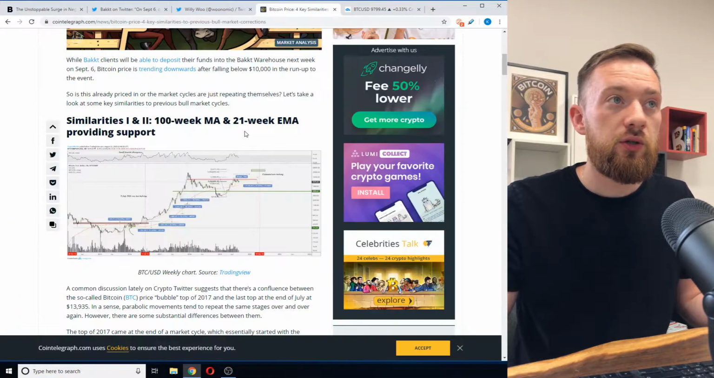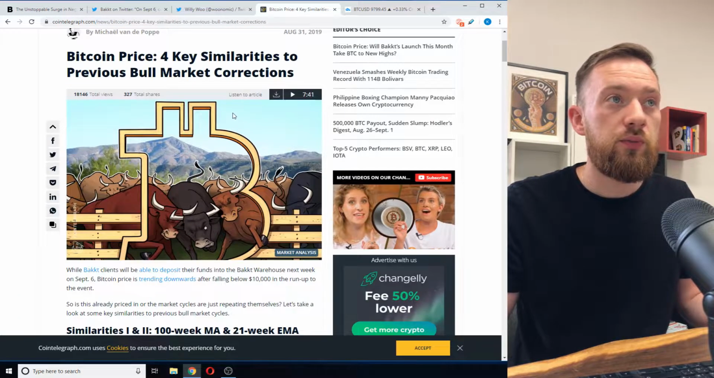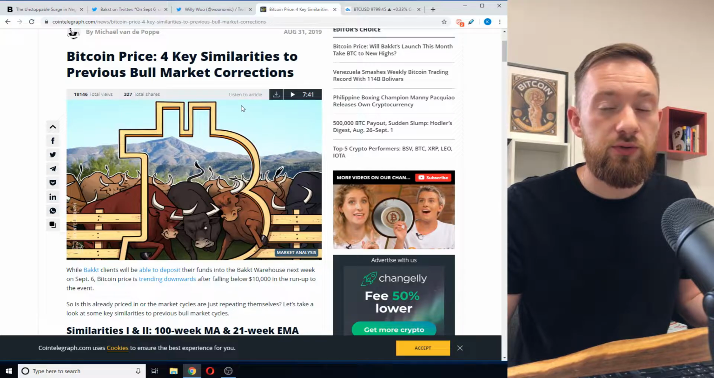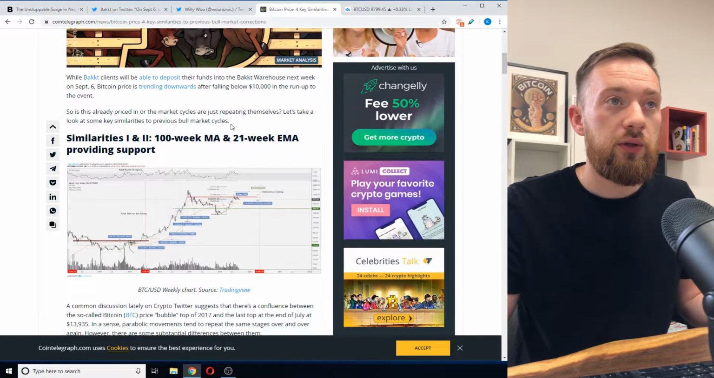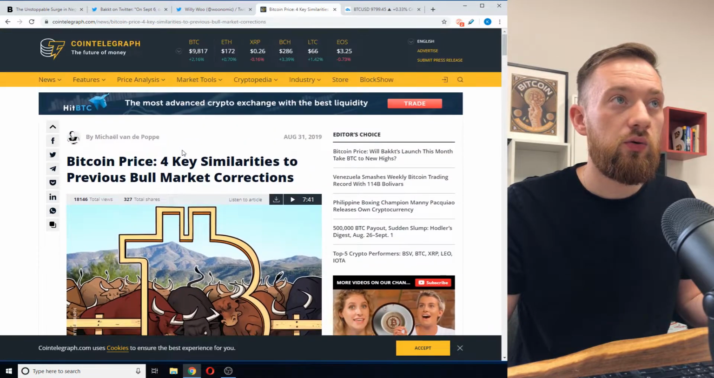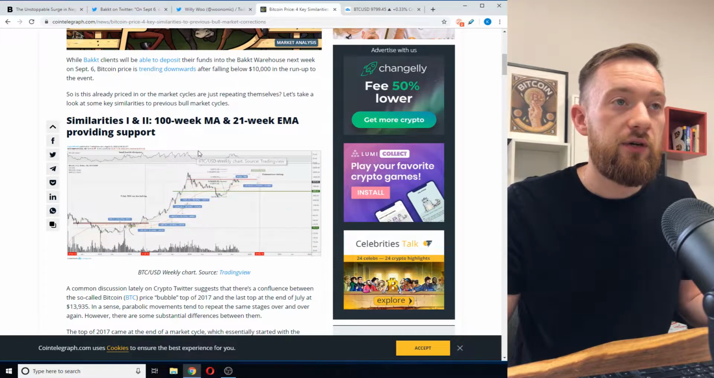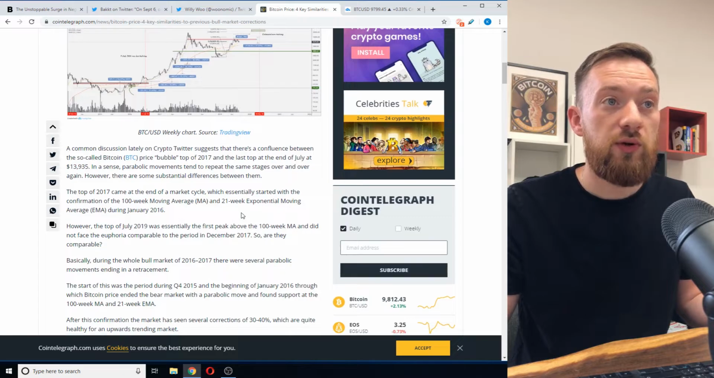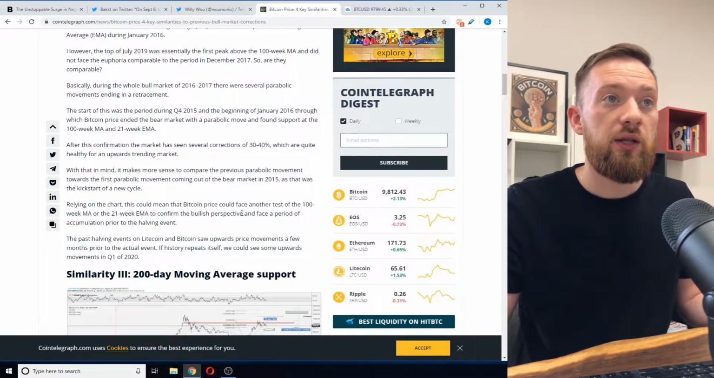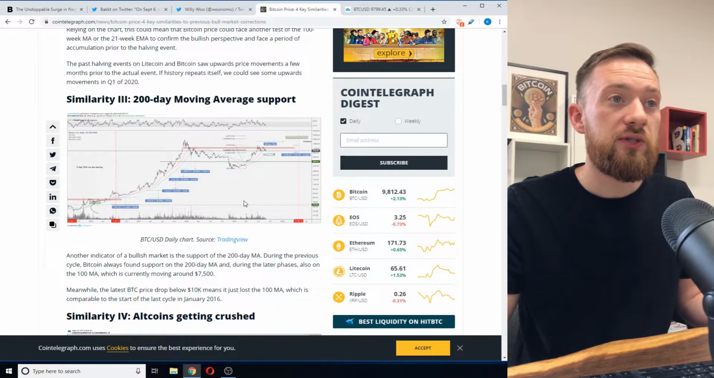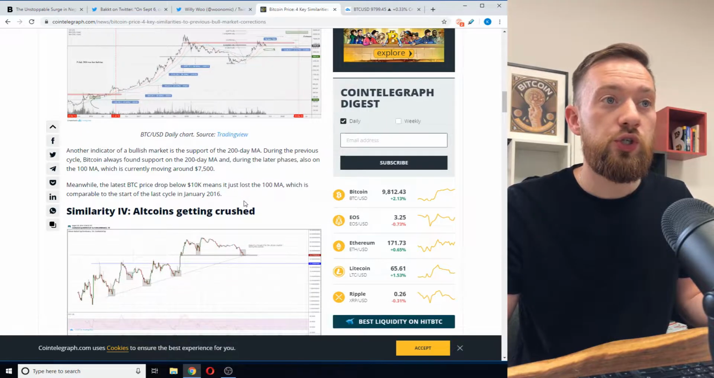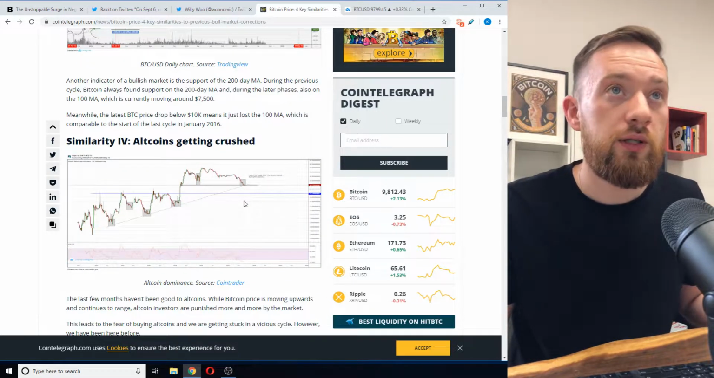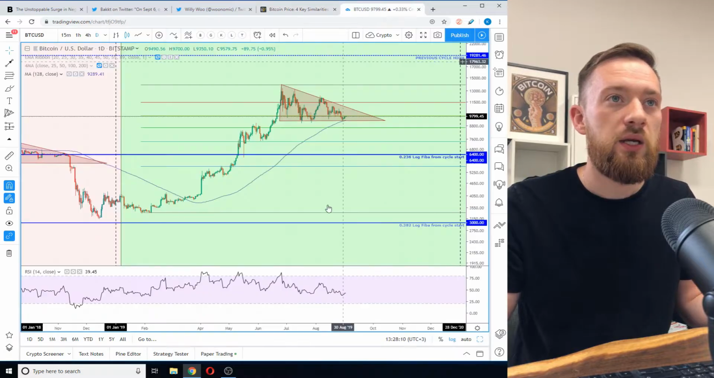There is also an article on the Bitcoin price and 4 key similarities to the previous bull market, and you can find it on Cointelegraph. And it's a very nice article suggesting that we are actually currently finishing our retracement of the bullish market, and we're comparing it with the 2016 bullish market, so we should go up in the quite nearest future.